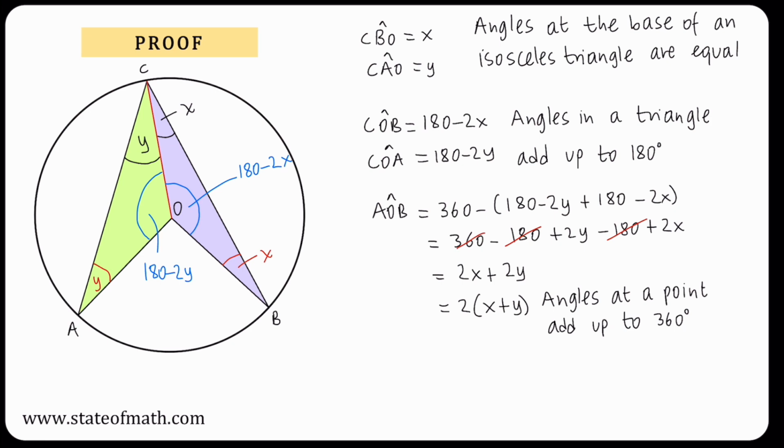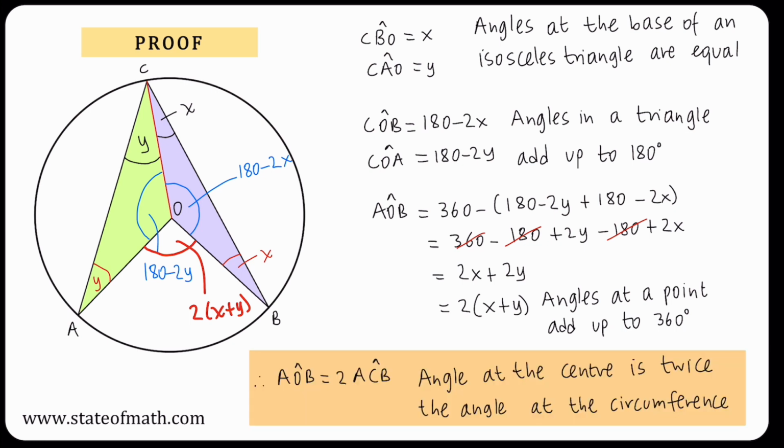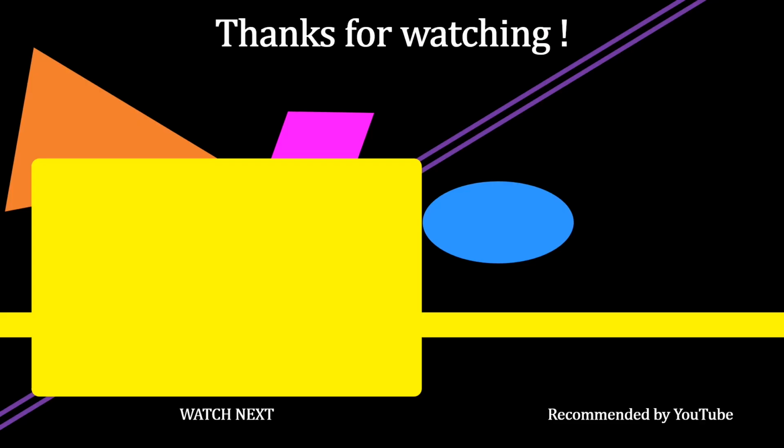and therefore we have just shown that if the angle at the circumference is x plus y, then the angle at the center, this angle here, is 2 brackets x plus y, and therefore this means that AOB is 2 times ACB, and therefore angle at the center is twice the angle at the circumference.